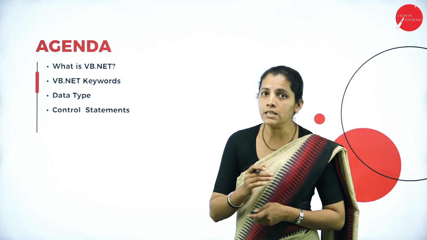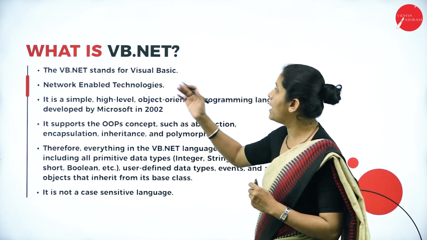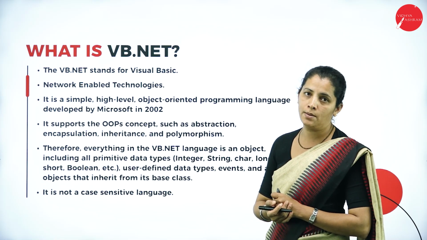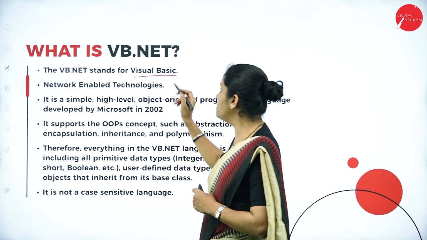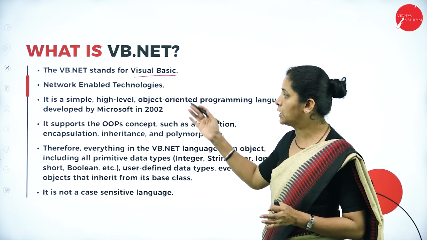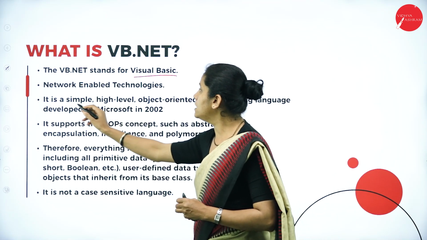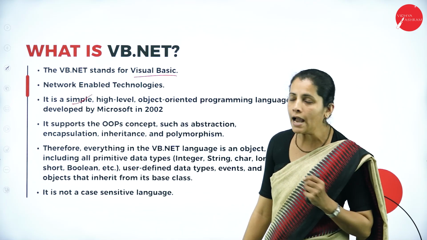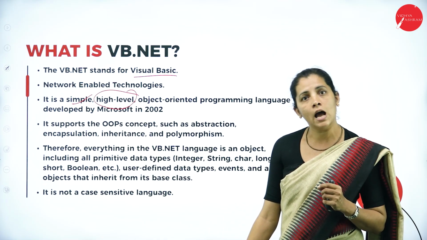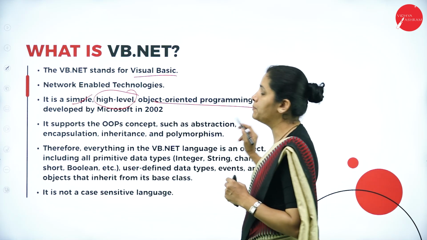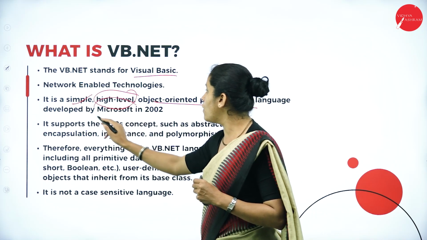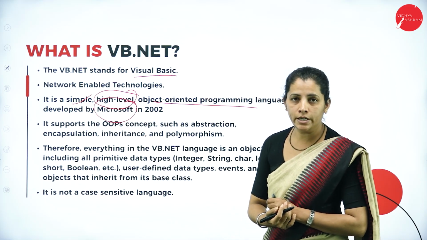In today's class, we are going to learn about VB. So what does VB stand for? That is Visual Basic. So VB is nothing but Visual Basic. It is a network-enabled technology. Along with that, it is a very simple programming language, an example of a high-level programming language, as well as an object-oriented programming language, and it was introduced by Microsoft in the year 2002.